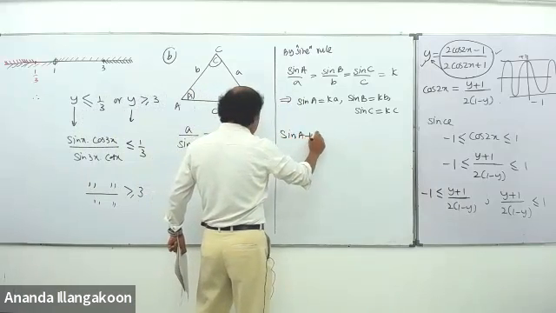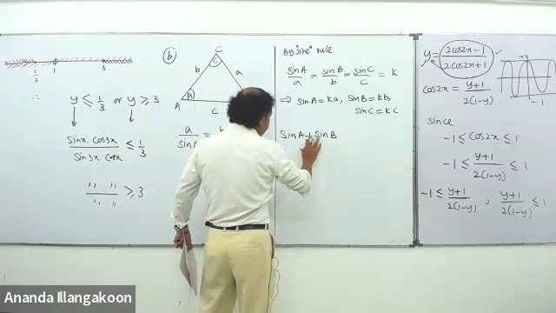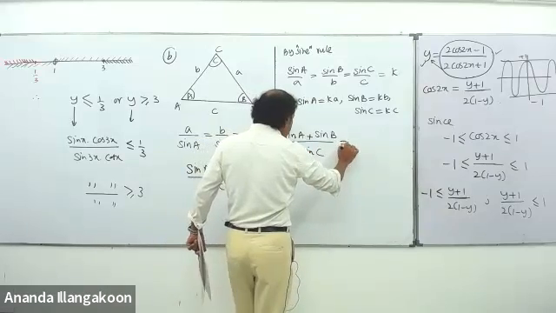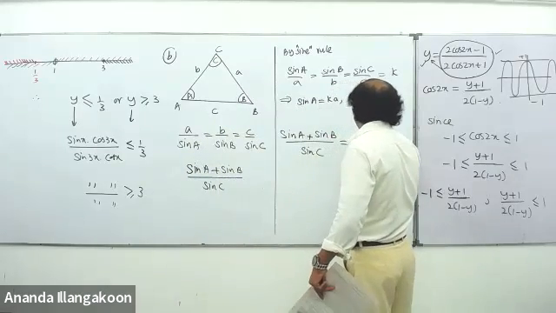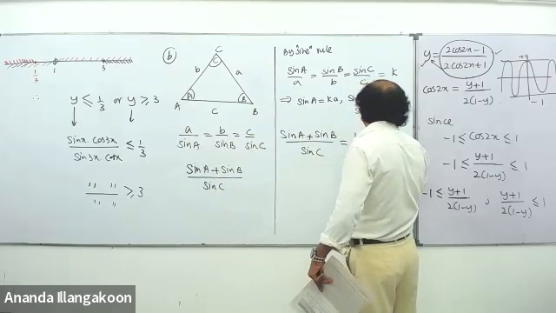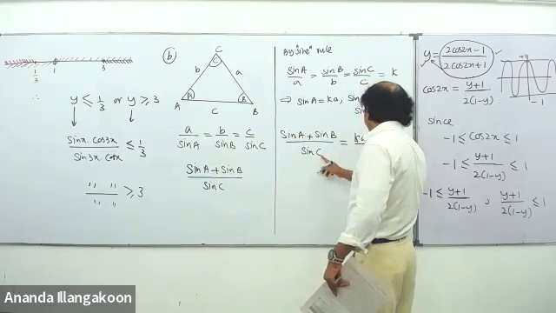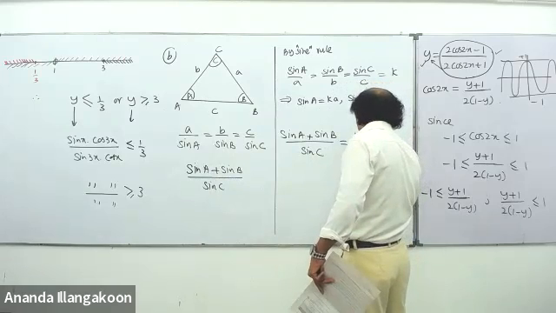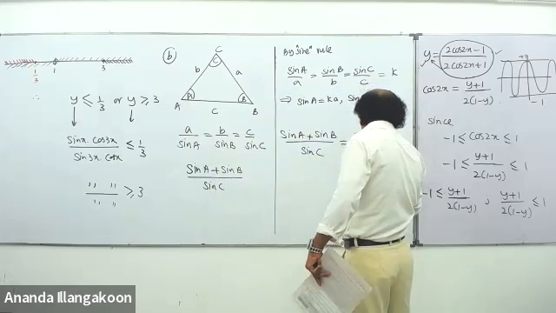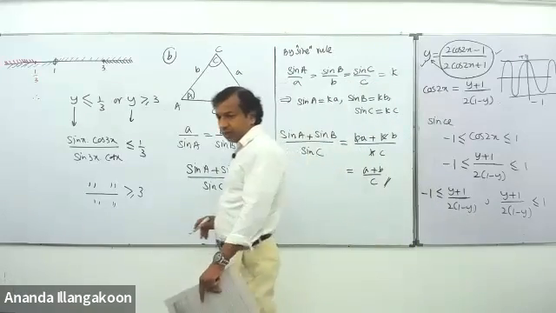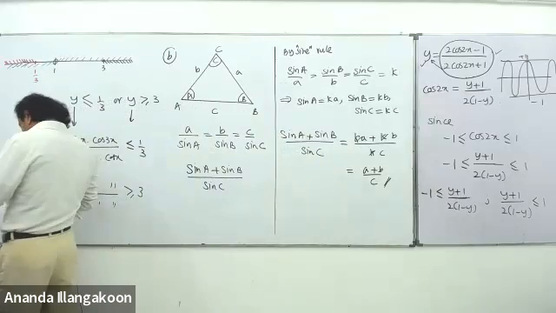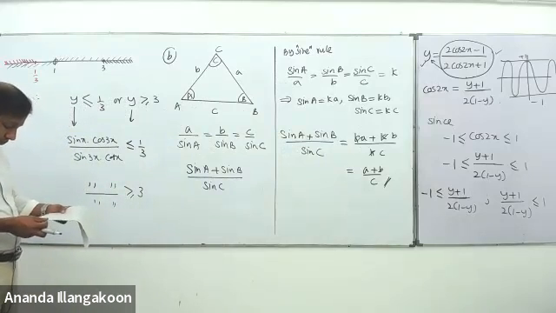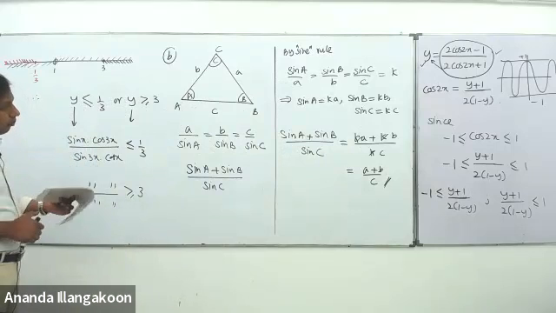Sine A plus sine B divided by sine C. Sine A, what is that? ka. Sine B, what is that? kb. Sine C, what is that? kc. k, you can cancel it out. We get what? a plus b by c. We get the first answer, right? Correct, no?